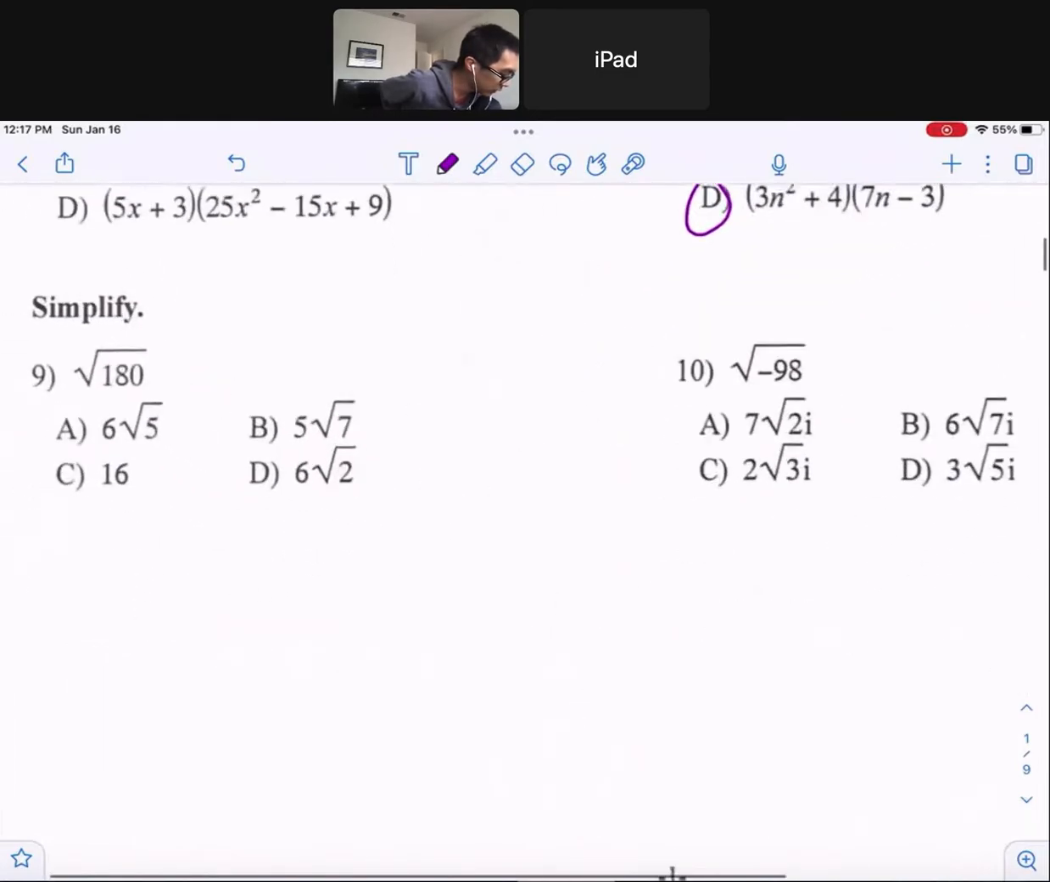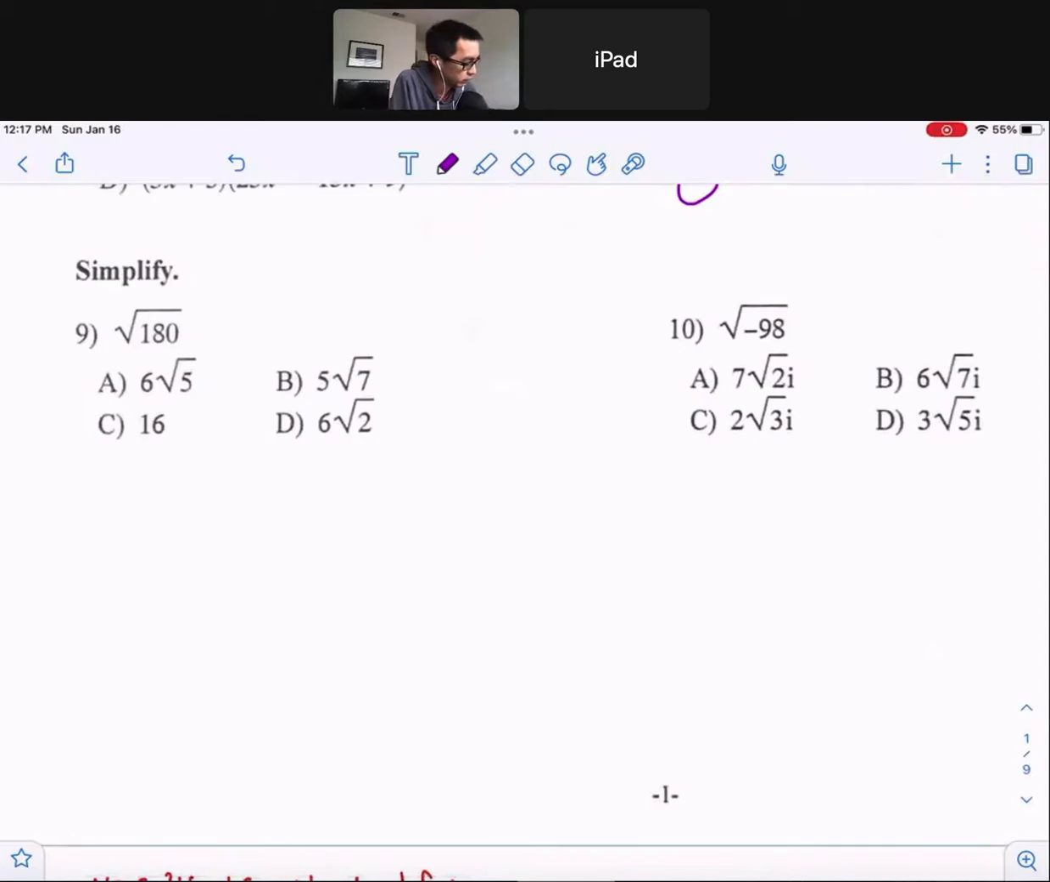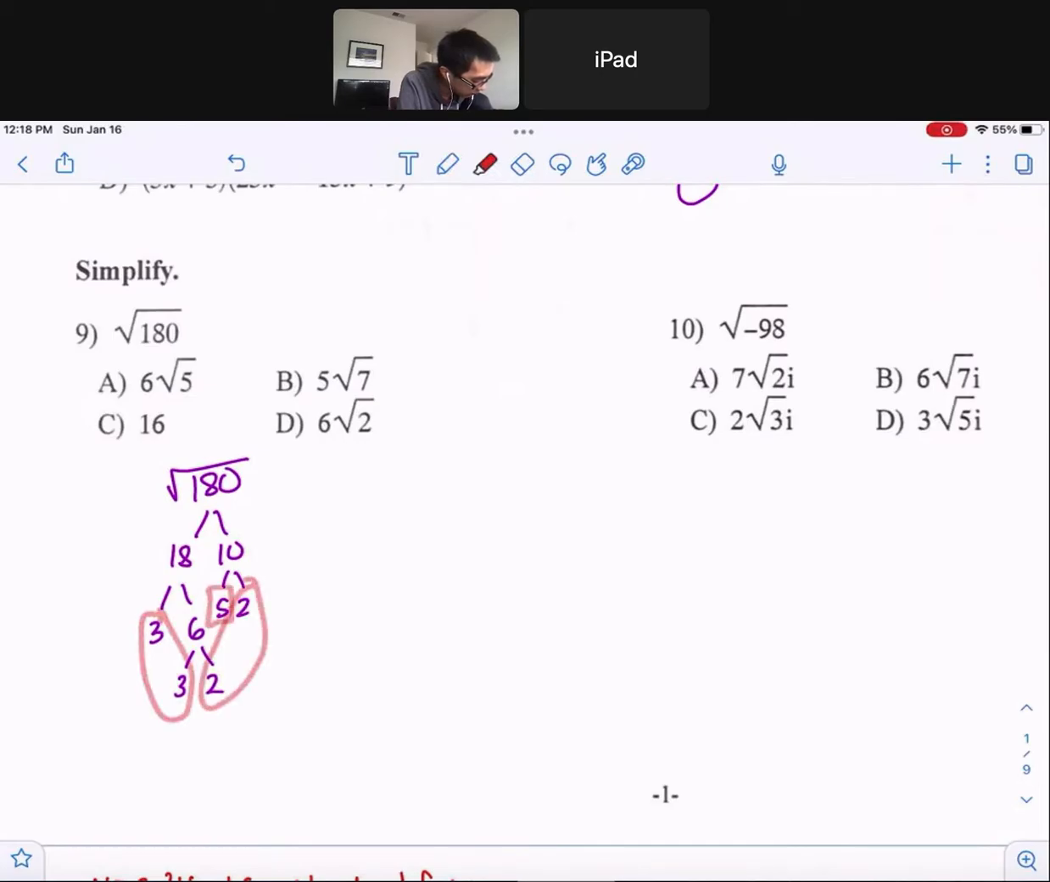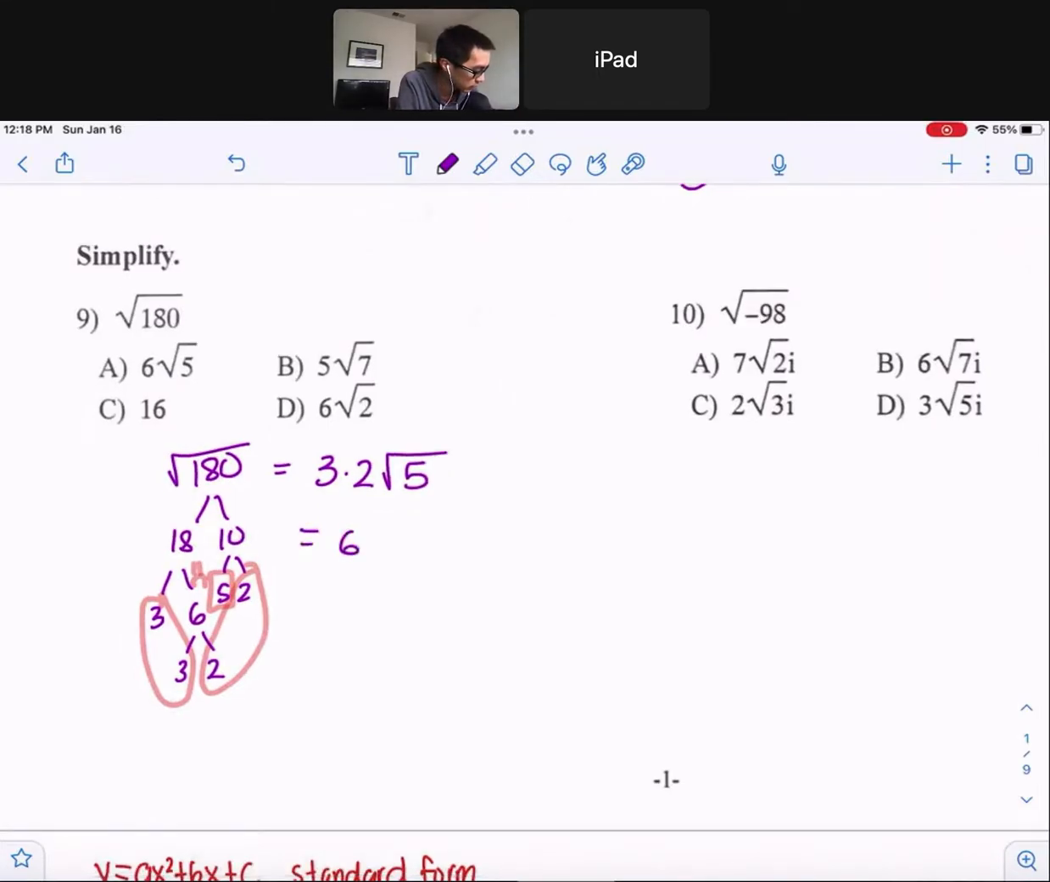Alright, so that's the factoring unit. Now we're going to simplify some square roots. So this is where you guys draw a prime factorization tree, and then you guys find your factors and list out all the primes, right? So 18 times 10 is a factor, factors of 10, 5 and 2, factors of 18, 3 and 6, factors of 6, 3 and 2. So we have pairs of 3's, right? Pairs of 2's, and we have a leftover of a 5. So pairs of 3's times pairs of 2's, all square root of the leftover, which is a 5. So that's 6 square root 5, which is A.